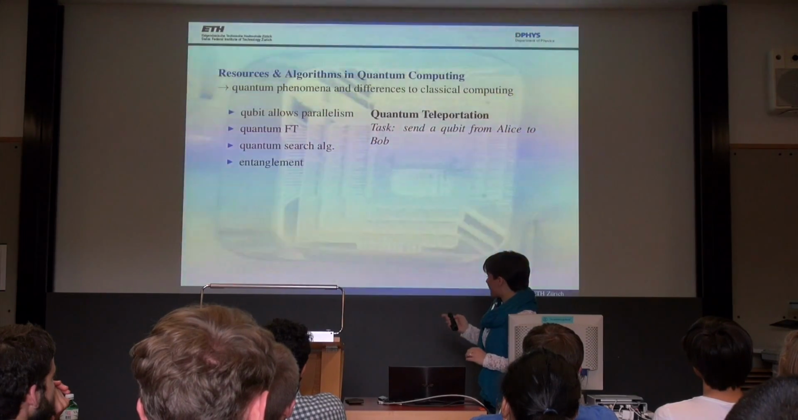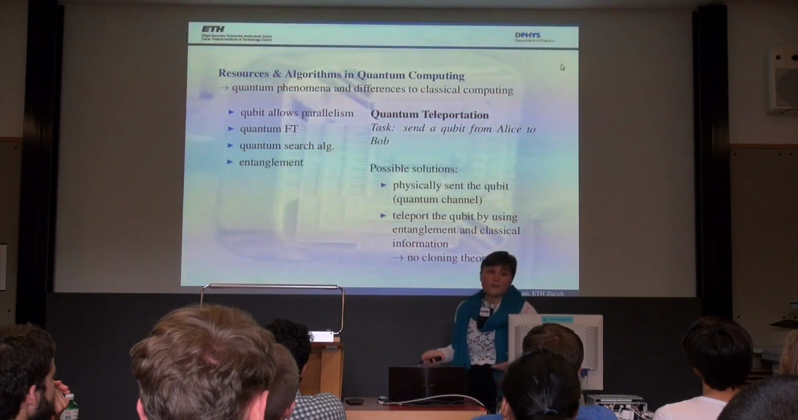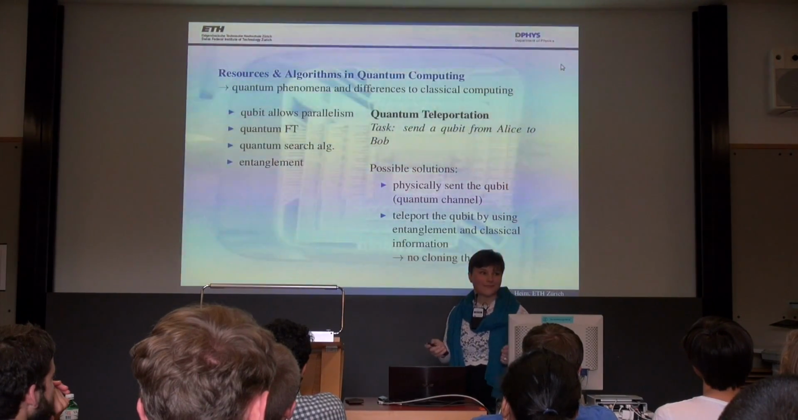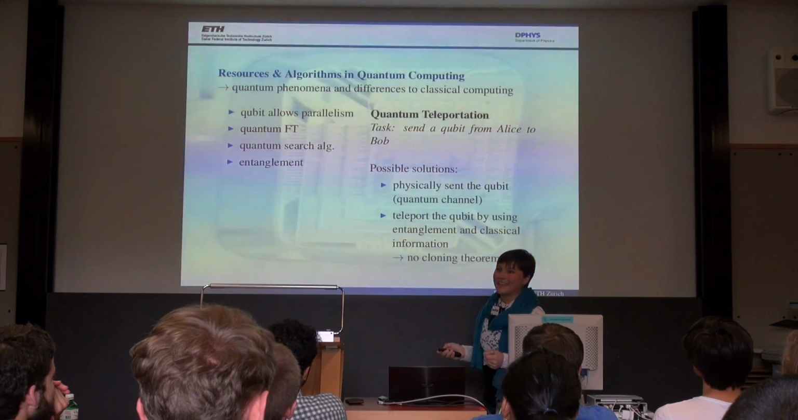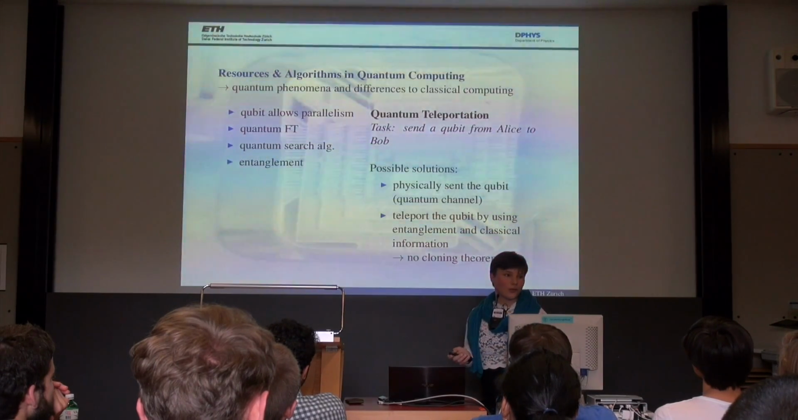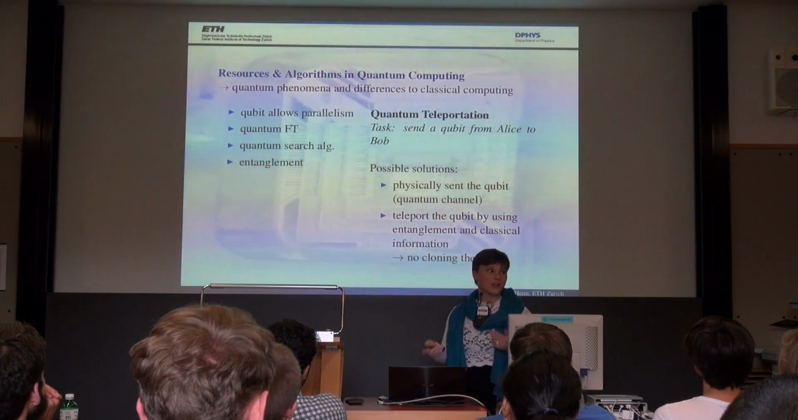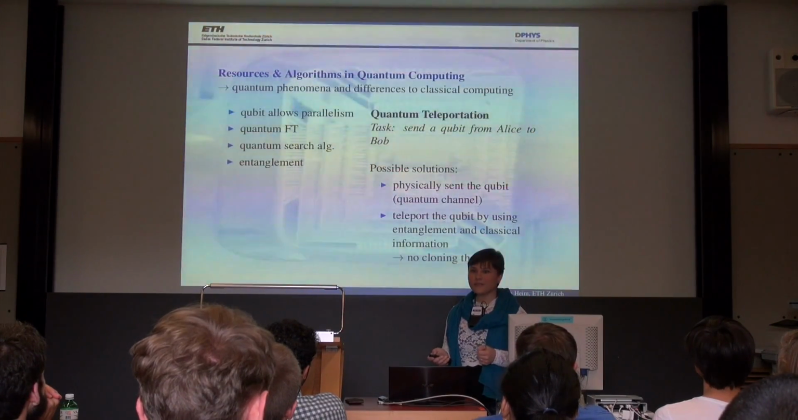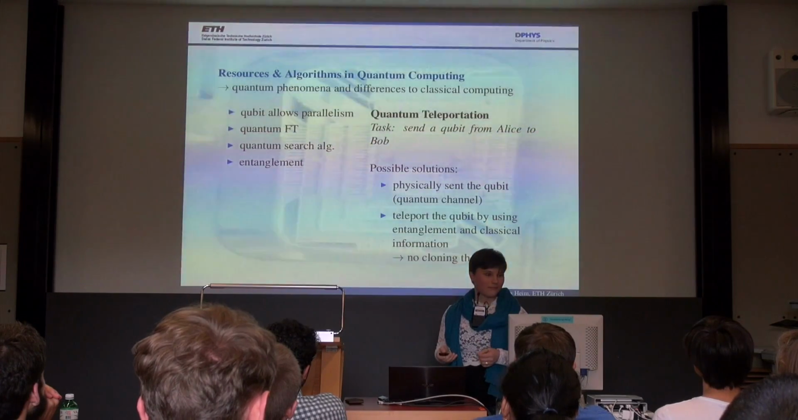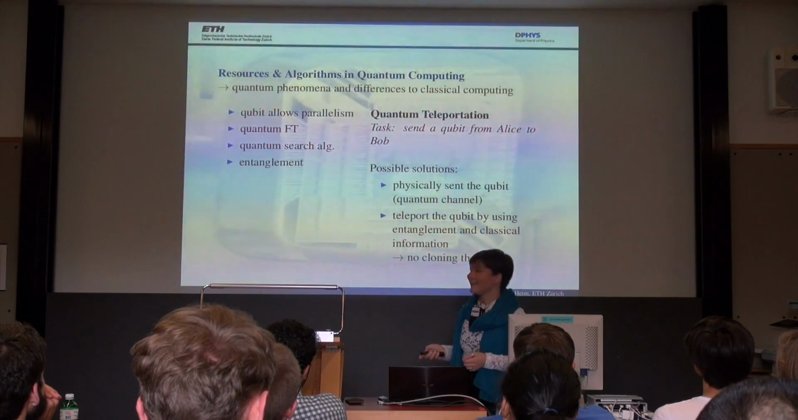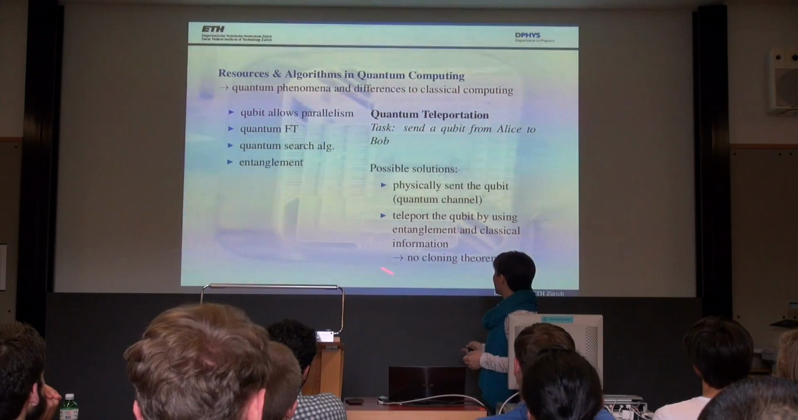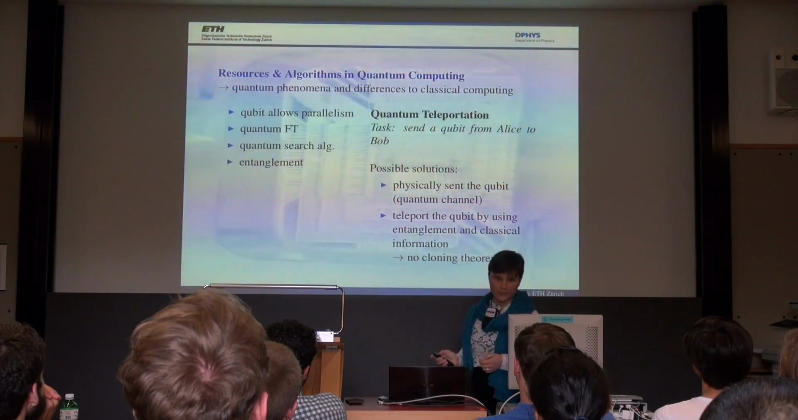So what can we do? One possibility is just to, well, send the qubit. Put it in the mail. Send it by post. It will arrive. Okay, but it might get destroyed on the way there. To do that, we need a quantum channel. A quantum channel is always noisy. By the time it arrives, it may just be lost. Then the other possibility is to teleport the qubit.